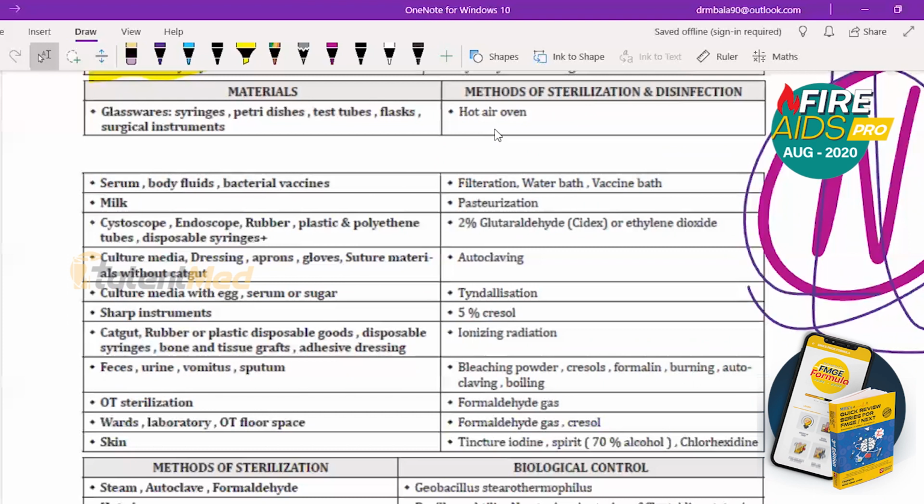So first are the materials. Hot air oven is used for any glass. Let it be syringe, petri dish, test tubes, or flask, or surgical instruments, any glass or surgical instruments, you are going to use hot air oven.